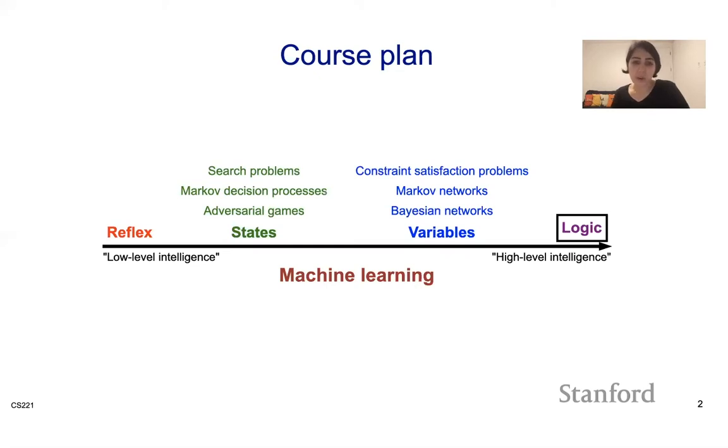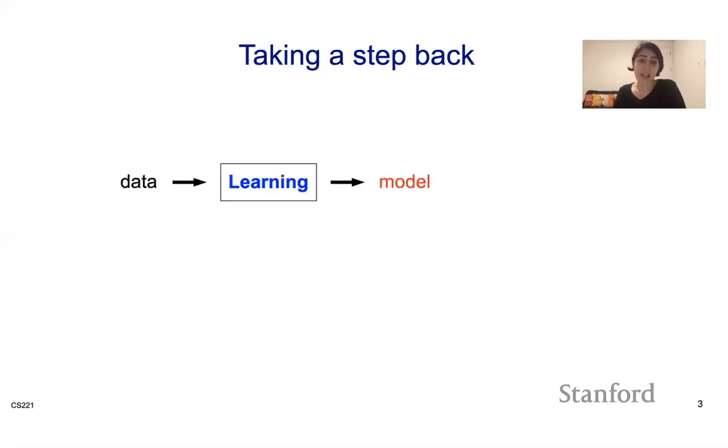So if you remember our course plan, we started with machine learning, and then we talked about reflex-based models, where we have a low level of intelligence, and we started adding to these levels of intelligence, thinking about state-based models, and then variable-based models. And finally, we are at logic, where we are talking about a higher level of intelligence and expressivity when we think about AI systems.